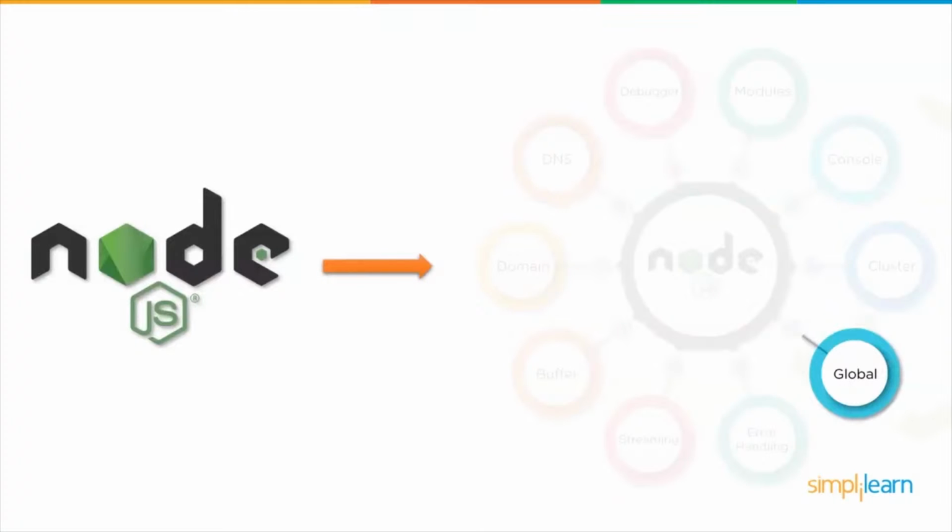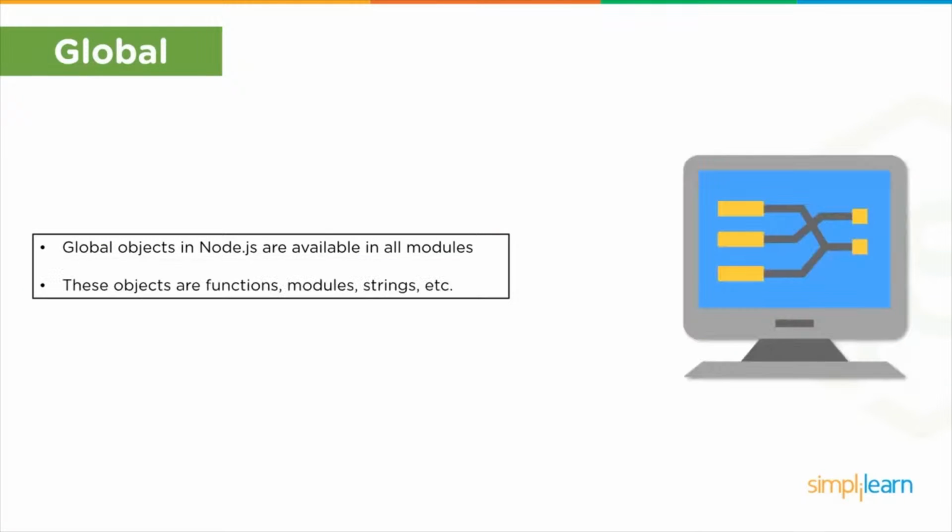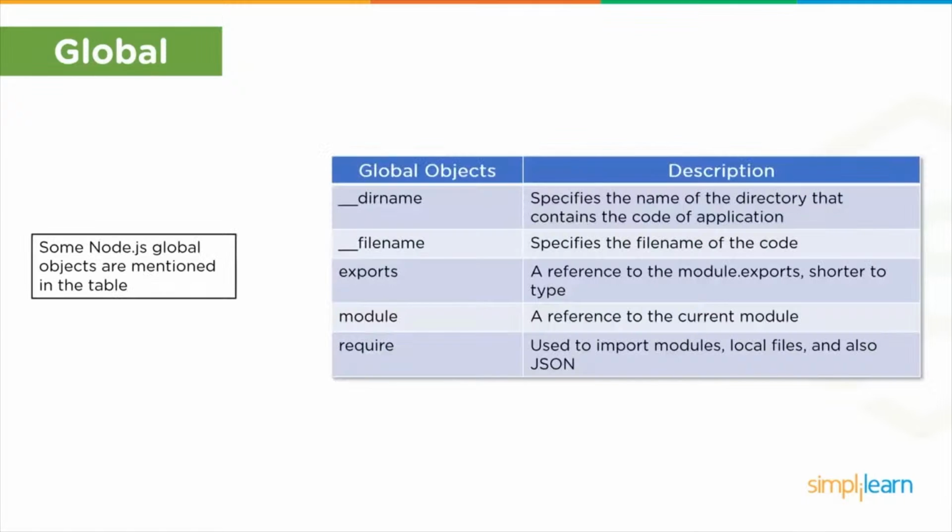The next component is global. Global objects in Node.js are available in all modules. These objects are functions, modules, strings, etc. Some Node.js global objects are mentioned in the table. You have dirname, that is the directory name, filename, exports, module, and require.